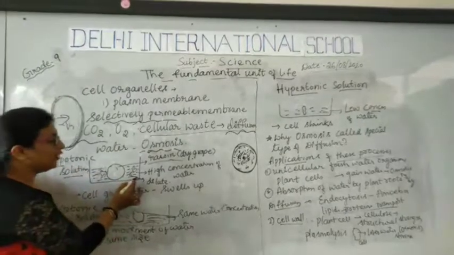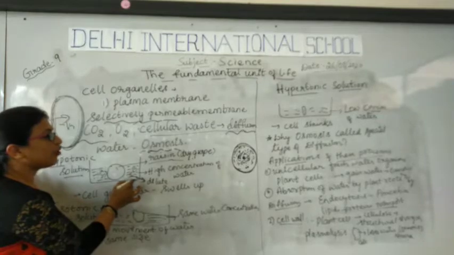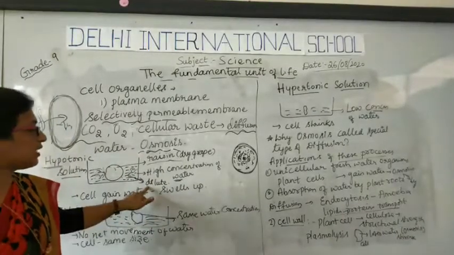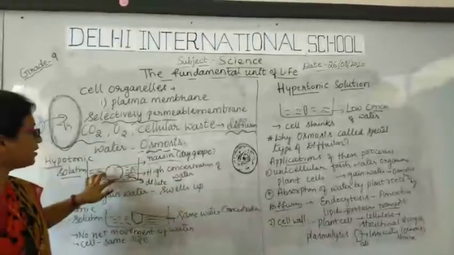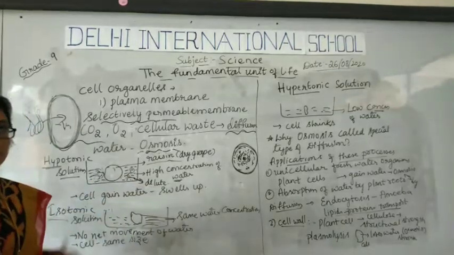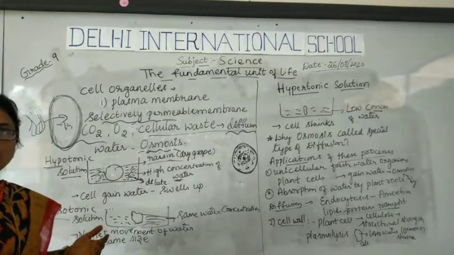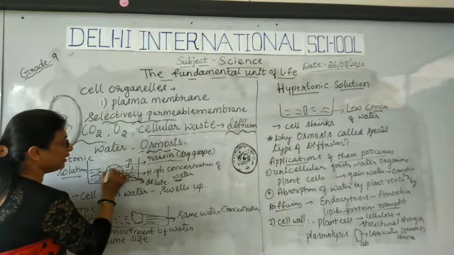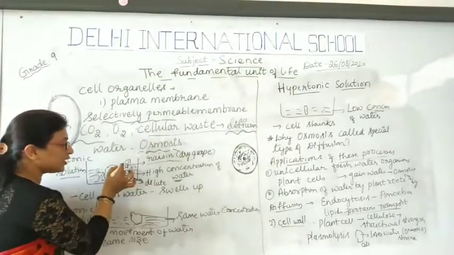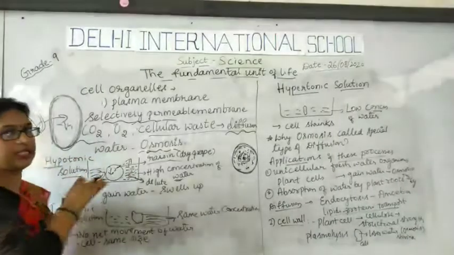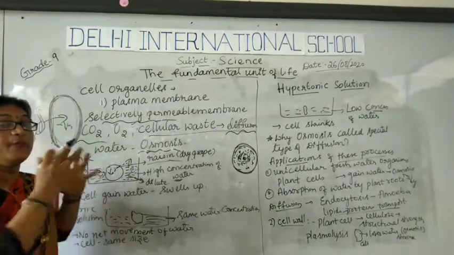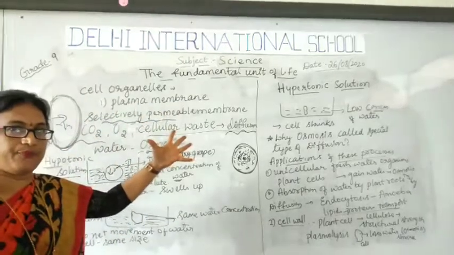This is called a dilute solution because this contains a high concentration of water. If the water concentration is more, then it is called a dilute solution. Because inside the cell, the water concentration is less. So from where to where should the water move? Here concentration is more, inside less. So the water molecules move from the region of high concentration to the region of low concentration. So the water from the beaker enters inside the cell and makes the cell swell up.